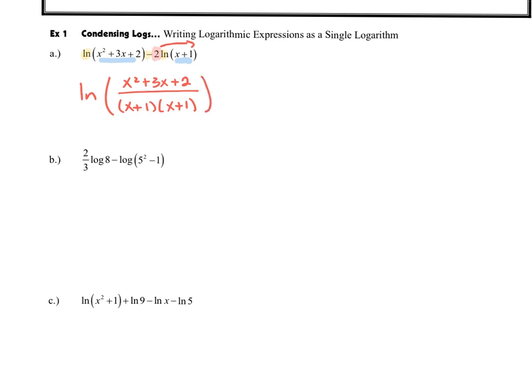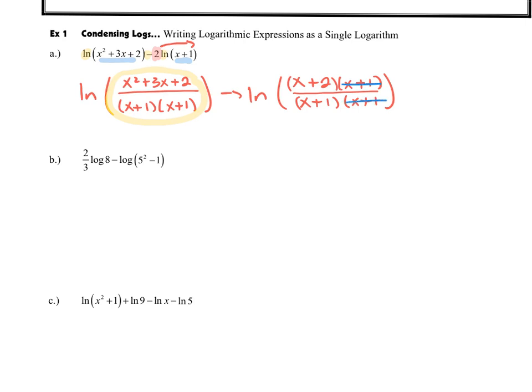Now the next thing that I want to do is I want to start looking at this whole actual argument. Are there things here that could simplify? So what I'm going to do is I'm going to factor that numerator, and you always want to be looking for opportunities to factor in these cases. So I'm going to have an x plus 2 and an x plus 1, and that's over my x plus 1 and my x plus 1. So now I can see that some things are going to cancel.